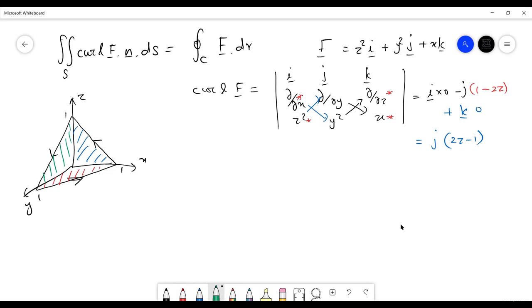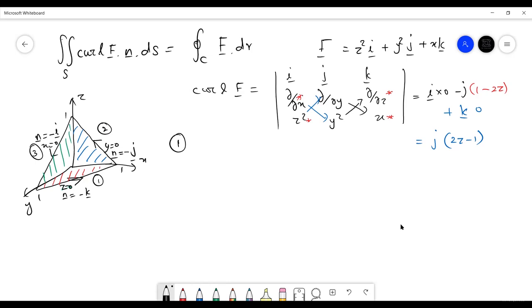So we'll start from z equals 0. Here, z equals 0, right? Here, y is equal to 0. And here, x is equal to 0. What is the unit vector here? Unit vector here, n is equal to minus k, right? Outward of the surface. Here the unit vector n is equal to minus j. Here the unit vector n is equal to minus i. So you have to do this for three different paths, right? So path one, we'll start from here, right? This is path one, path two, and path three.